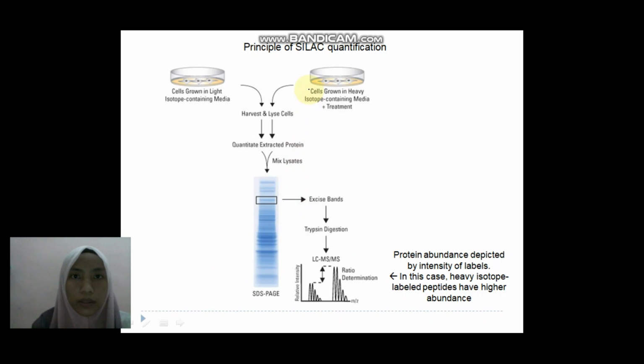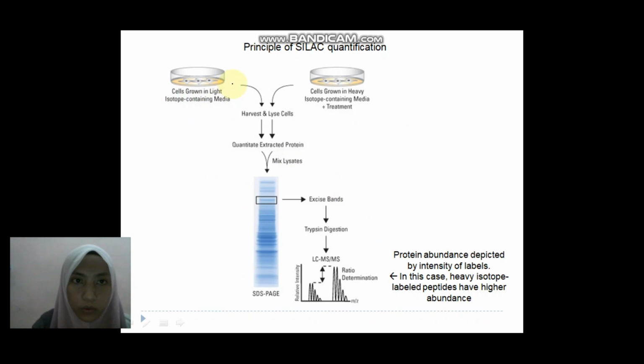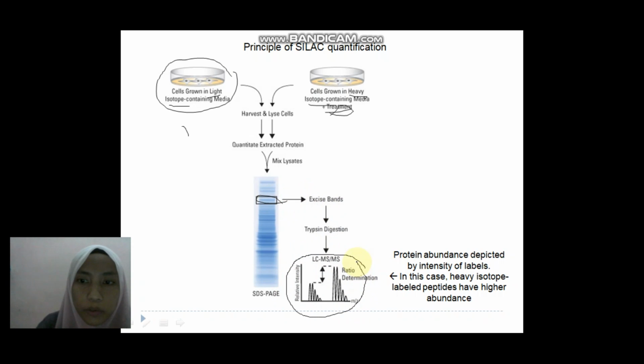Okay, the principle of SILAC. If you don't remember, SILAC is stable isotope labeling amino acid in cell culture. So let's say this one is using light isotope, and this one is with heavy isotope. One is the control, the other one is the testing, with the treatment. You harvest and lyse cells, quantitate, and you can excise this band, let's say this is the event of interest, and you can do trypsin digestion and read out the protein abundance.